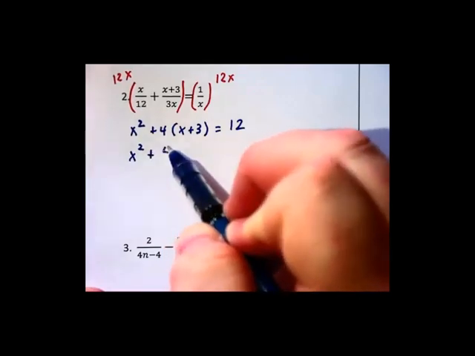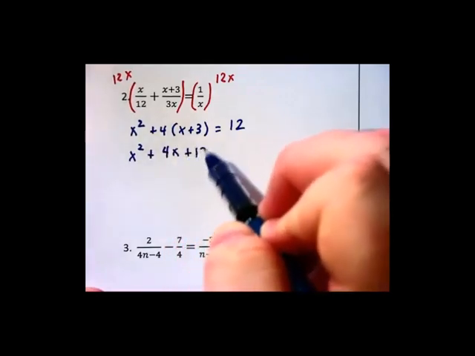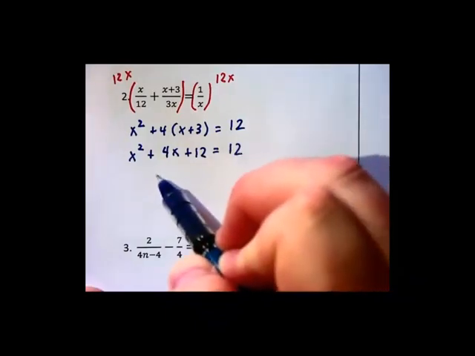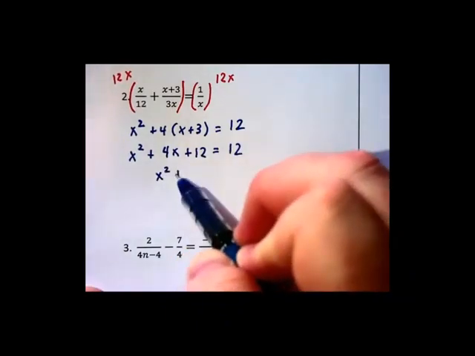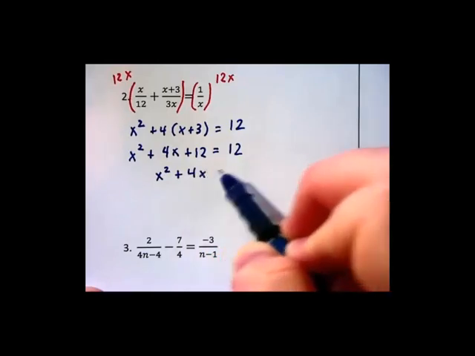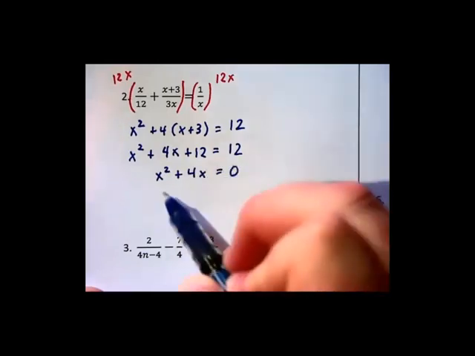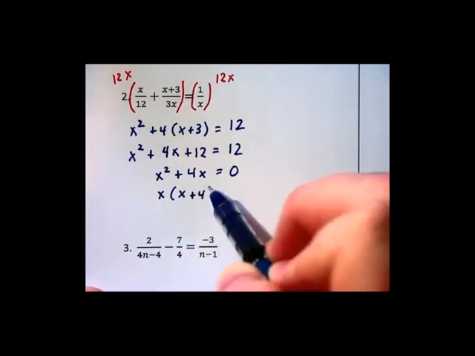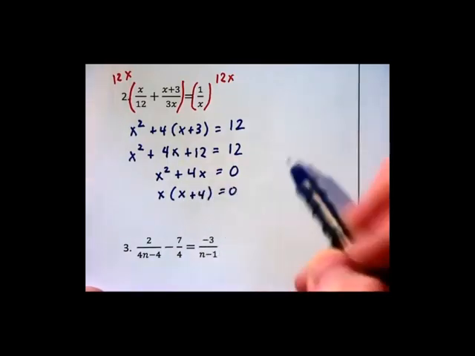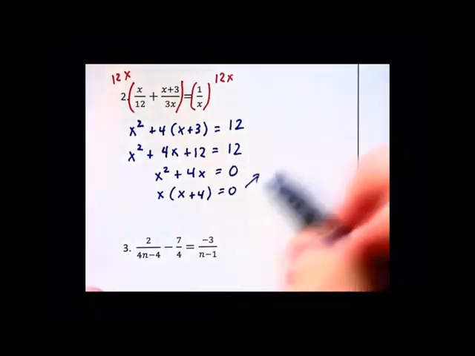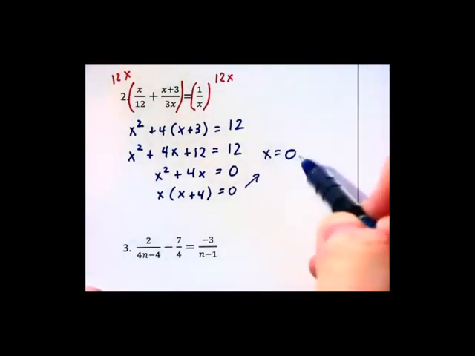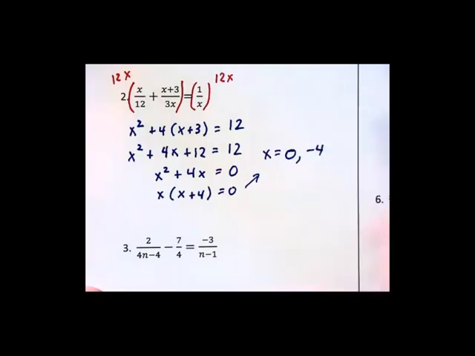So we're going to have a 4x plus 12 on the left. The 12's are going to cancel out when you subtract them off of each side. So that leaves x squared plus 4x equals 0. That can factor into x times x plus 4, which gives us two solutions: x equals 0, or x equals negative 4.